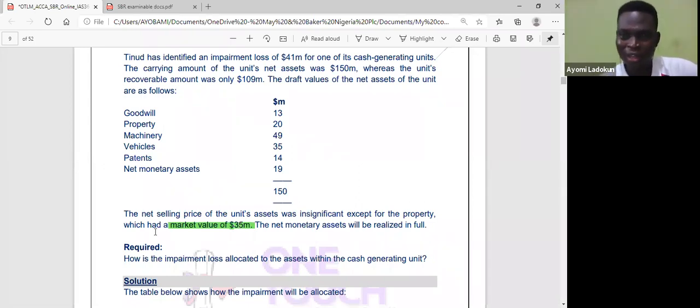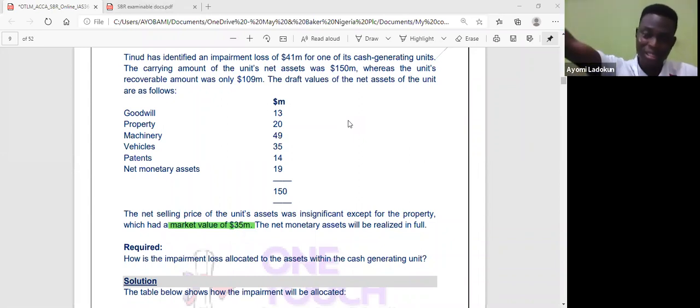Yeah, thank you. I think I saw somebody. Oh, brilliant. No, it's not impaired. Why? Because the market value is higher than the book value. Thank you very much. I have 3 responses. Thank you, TK. Then Mrs. Twain, thank you very much. Brilliant, so that means you are following. So property is not impaired.